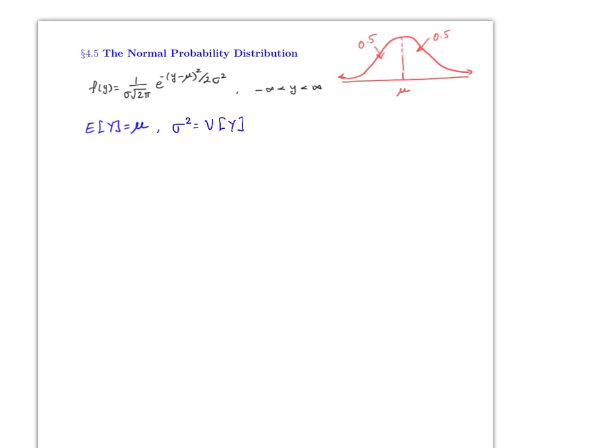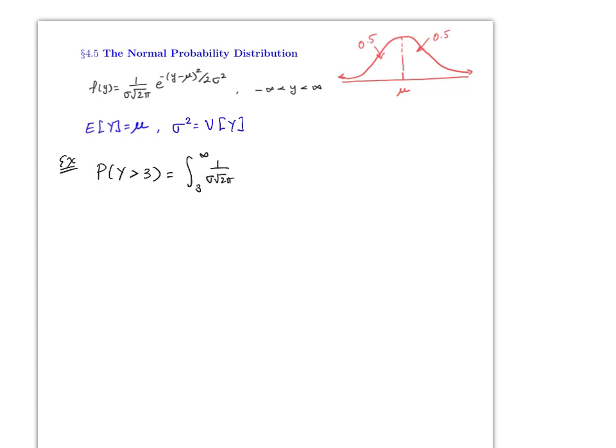Now, in theory, to find any of these probabilities, all you have to do is integrate using the cumulative distribution function. However, that's not easy to do actually. So that's why we have tables to find the probabilities. For example, if I ask you what's the probability that y is greater than 3, this by definition is the integral from 3 to infinity of this.